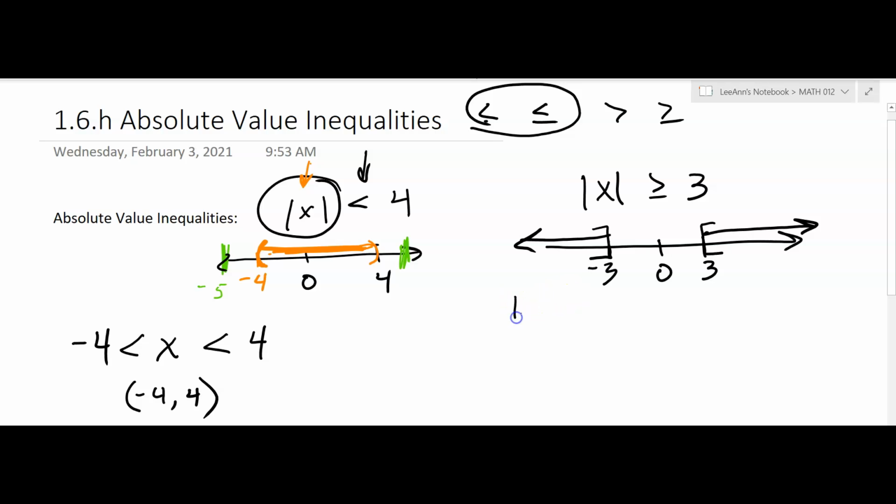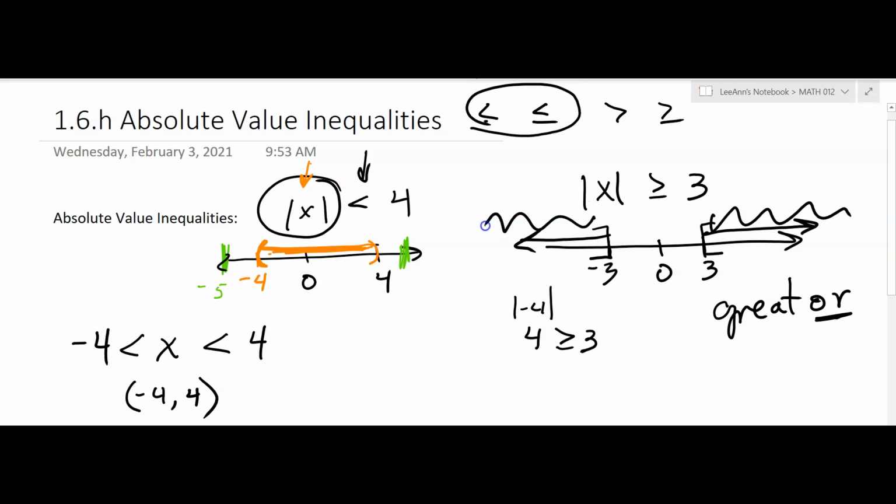that if you take their absolute value, it would be greater than 3. So absolute value of -4 is 4, and 4 is greater than or equal to 3. See what I'm saying there? So I have to have really big numbers, bigger than 3, and I have to have really small numbers, numbers less than -3. Okay? This is the greater or situation. So think of it as greater. It's an or situation.